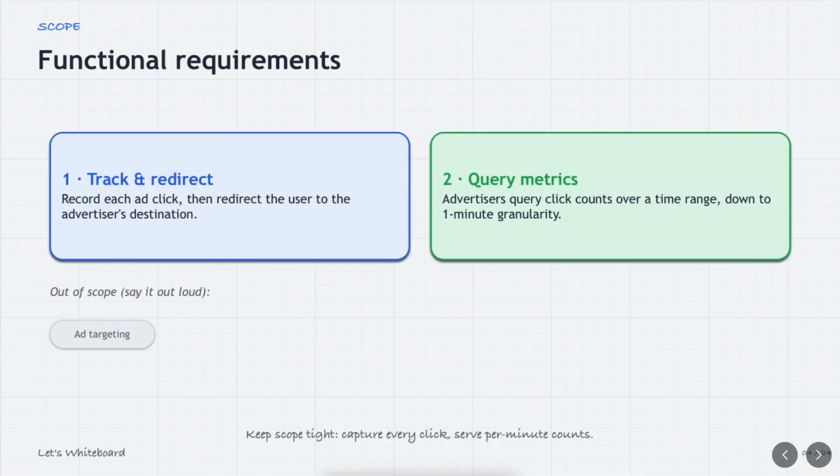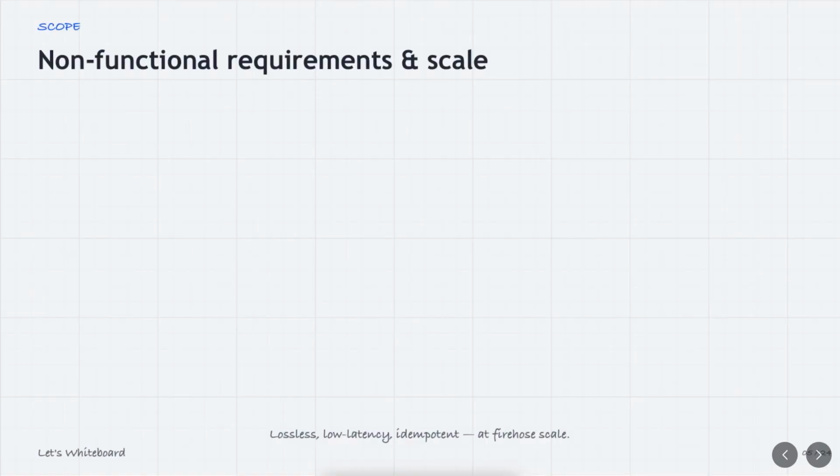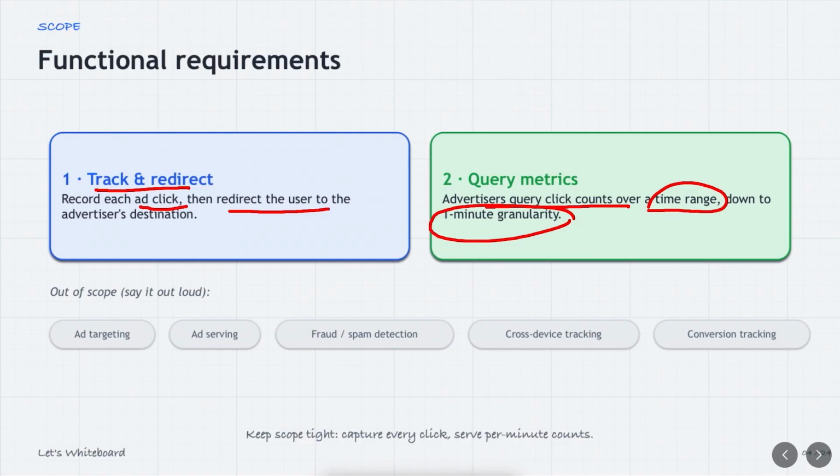First, each ad click gets recorded and the user gets redirected. And the second is that advertisers can query click counts over a time range, with 1 minute granularity. There are also some things out of scope that I want to call out, and even if you're in an interview, you can call that out.